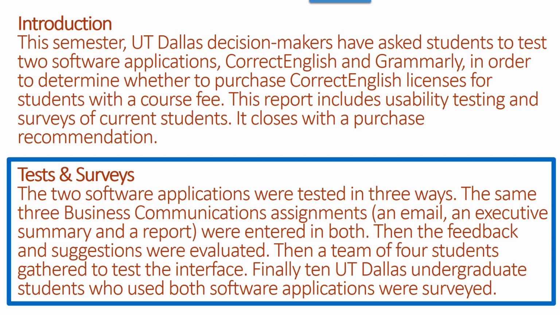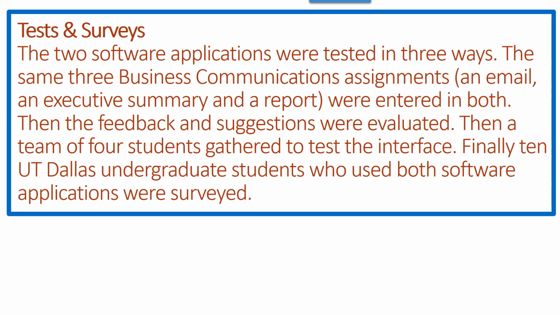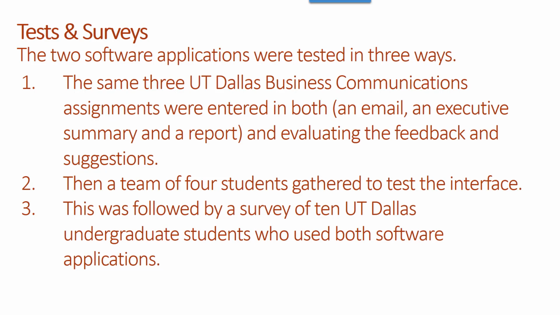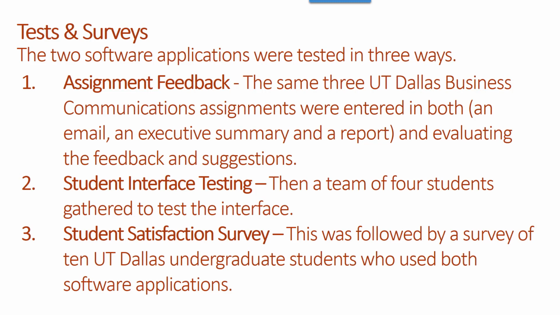Now, the second paragraph, tests and surveys, addresses 3 things, so why not make it easy to skim? If I look at this, I can break it down into my 3 things, right? And I can break that down further and make it more valuable by giving those 3 things in short phrases. So three ways it was tested: assignment feedback, student interface testing, and student satisfaction survey. I can glance at this, not have to read very much, and immediately understand what happened, right?